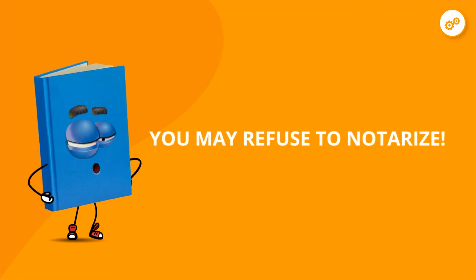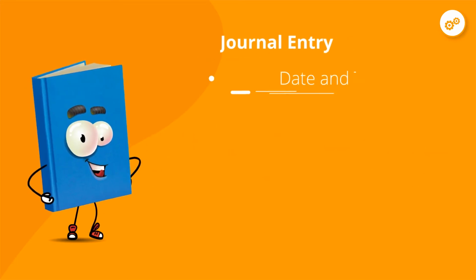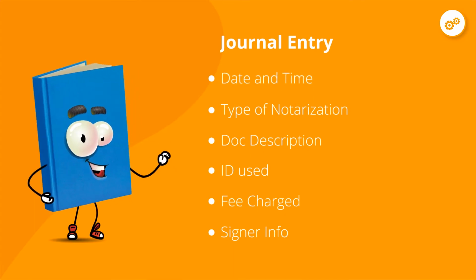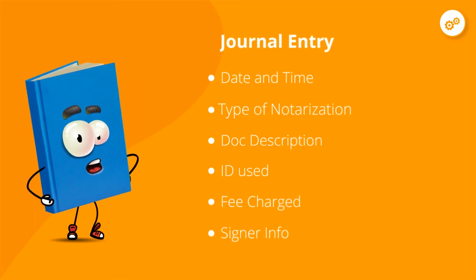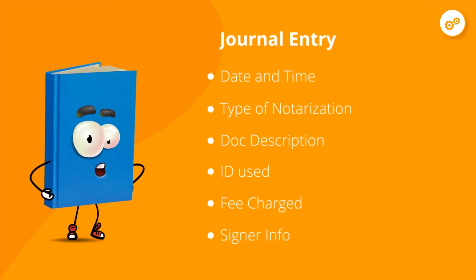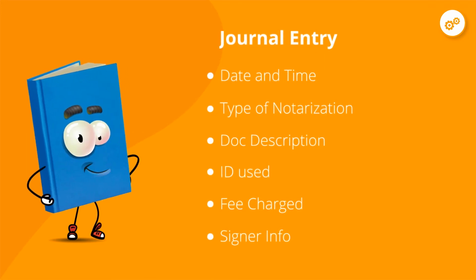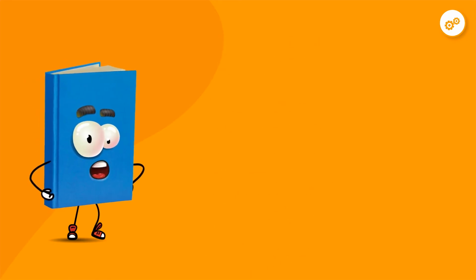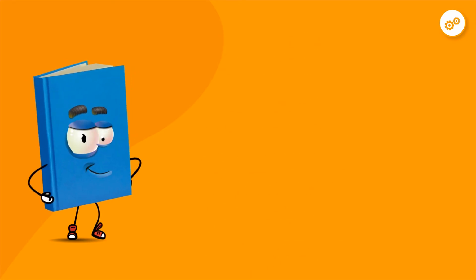meets these requirements. At this point, you'll want to add the following items into your notary journal: the date and time of the notarization, the type of notarial act performed, a description of the document, the type of identification used, the fee charged, and the printed name and address of the signer. Then, have the signer add their signature to the journal as well. Now you're ready to complete the notarial certificate.